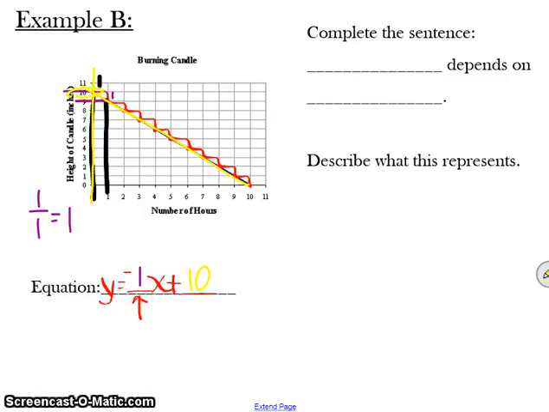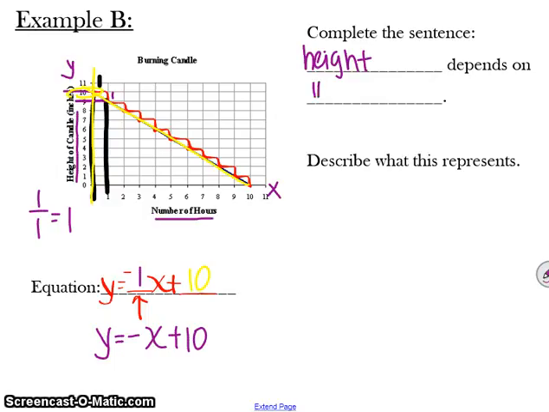So my equation should look like this. Y is equal to negative x plus 10. Keeping in mind that anytime that 1 is in front of that x, I don't actually have to write that. So I have to complete my sentence now. Blank depends on blank. Well, remember that y always depends on x. So my height of my candle depends on the number of hours.